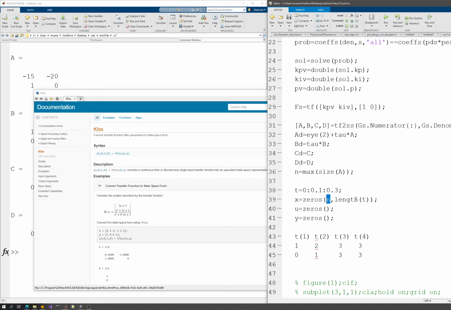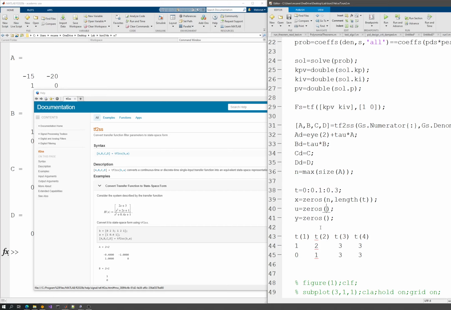Now I know that for every time instant I have an n by 1 vector, which then constructs a matrix that has n rows and length t columns, which correspond to every time instance given in this vector here.